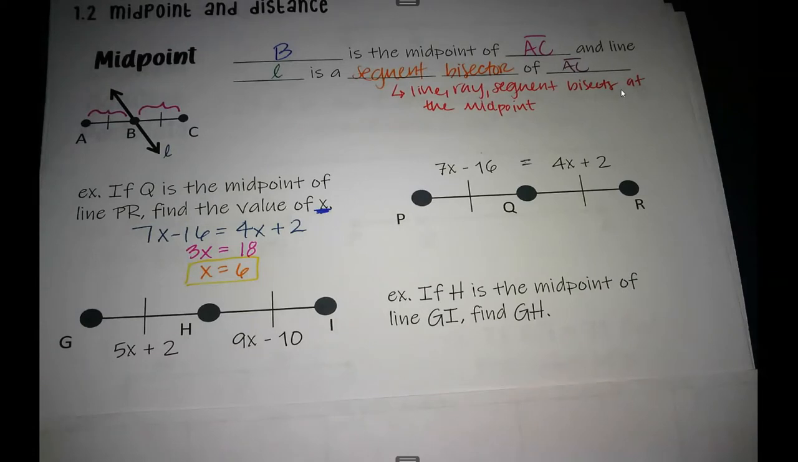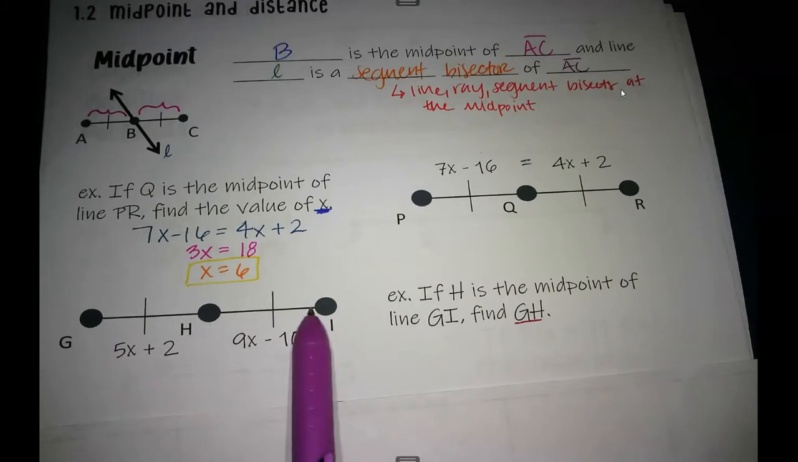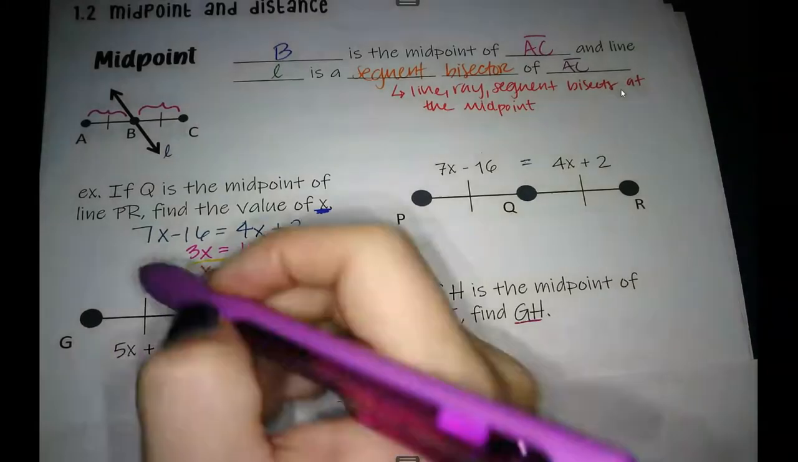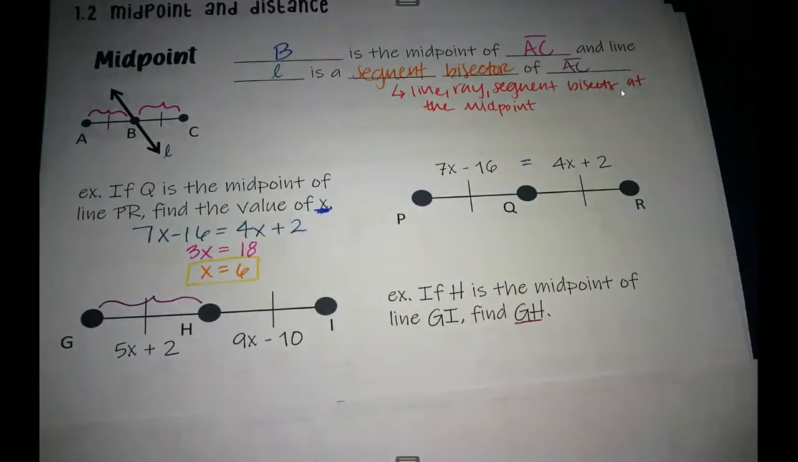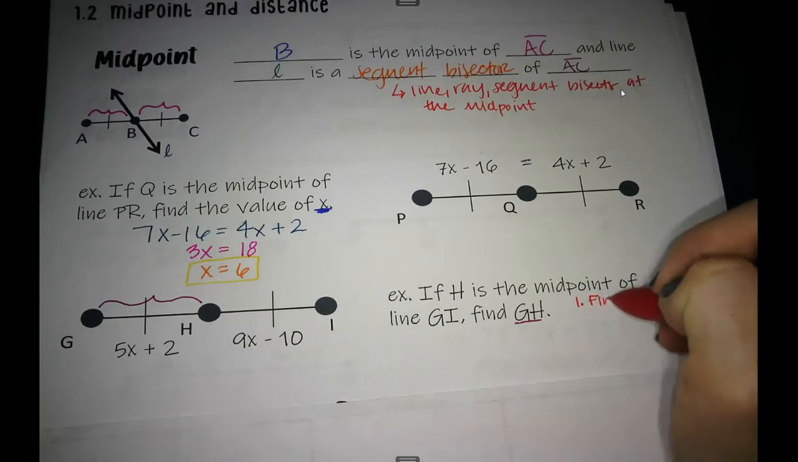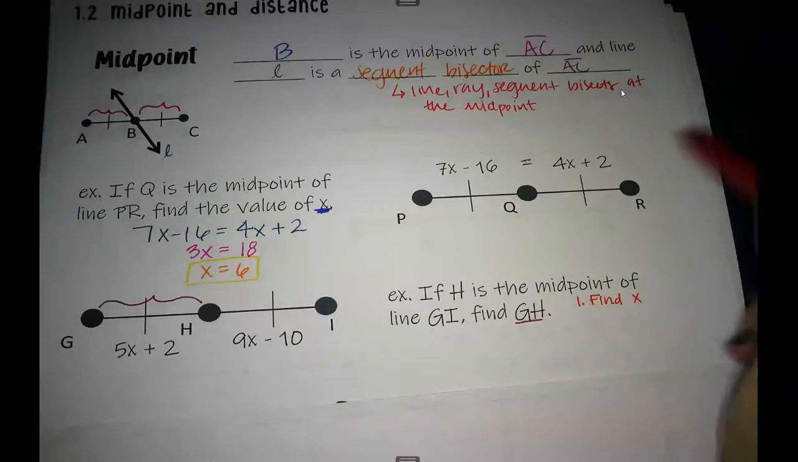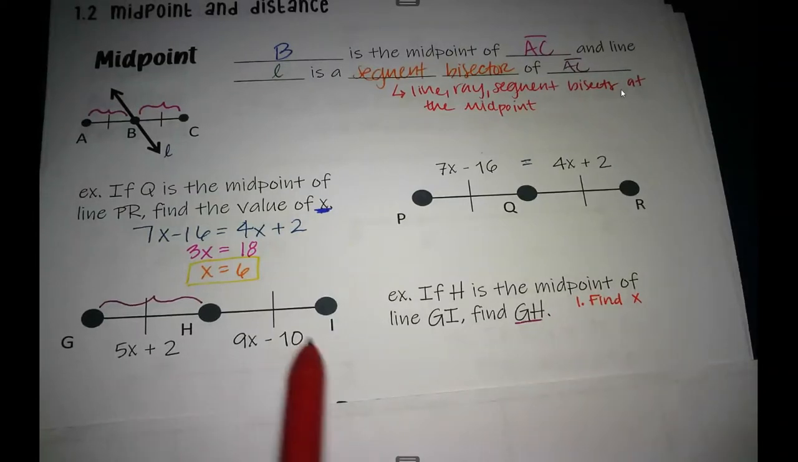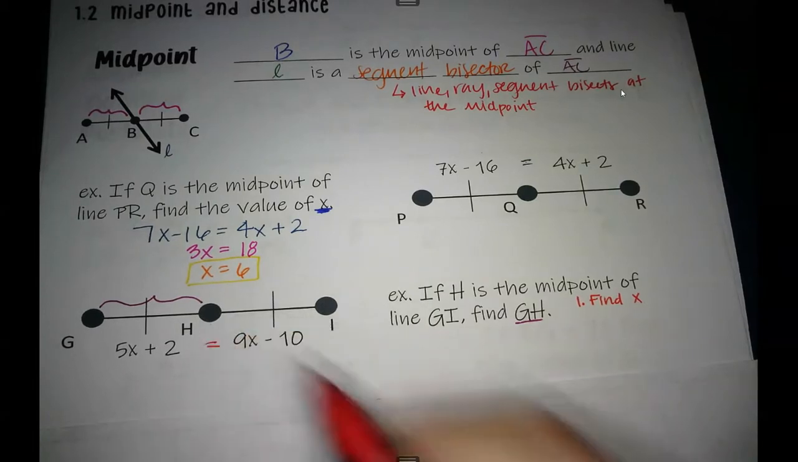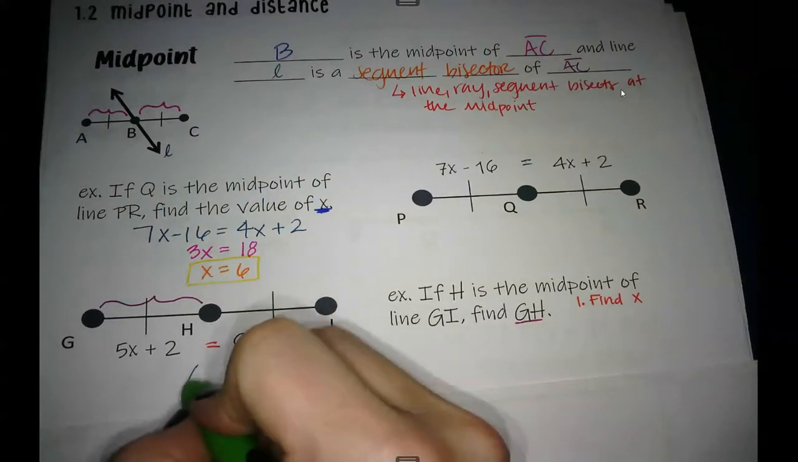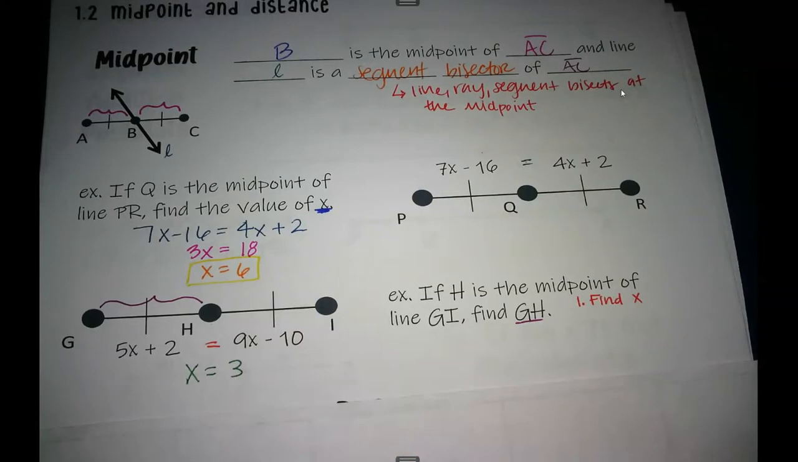All right, the second example, if H is the midpoint of GI, find GI. So H is the midpoint of GI, and we want to know what this piece is. So our first step is find x. And we're going to do it the exact same way we did up here because we know this piece is 5x plus 2 and this piece is 9x minus 10, and they have to equal each other. So if I equal those and solve for x and get x by itself, x equals 3. Okay, I'm not done because my question asks for find GH.